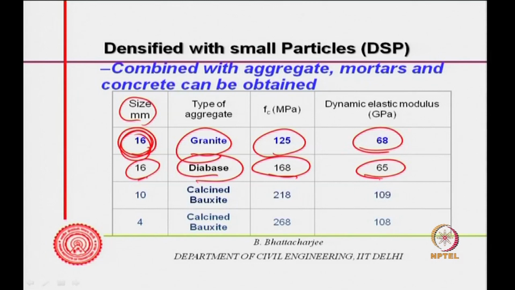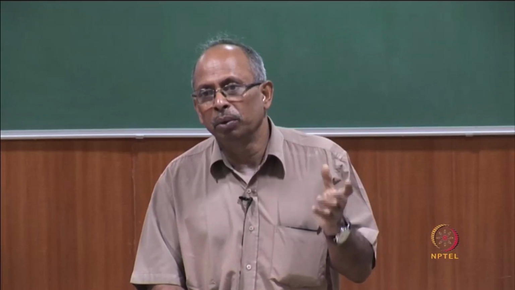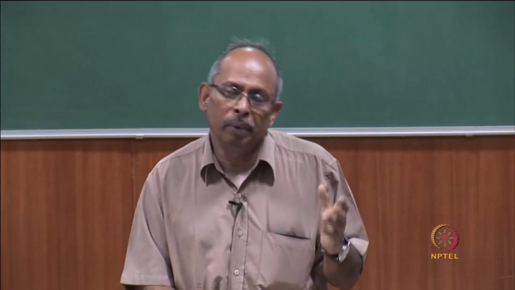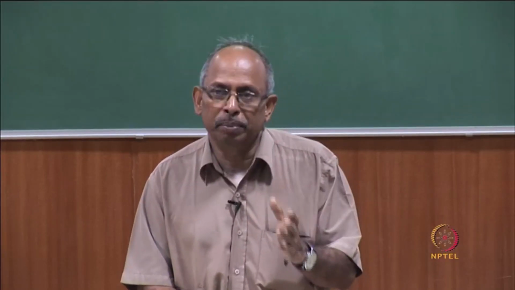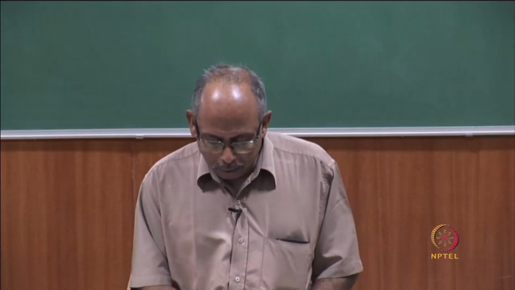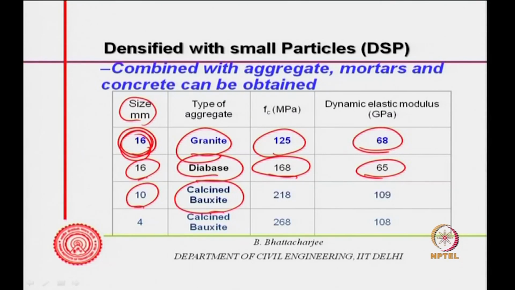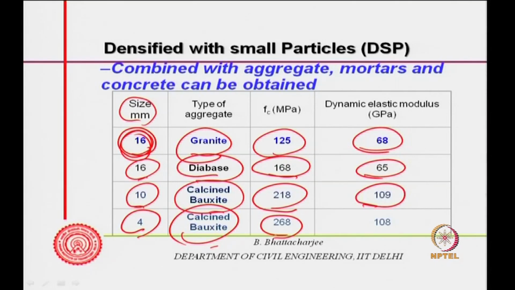You remember dynamic modulus, we talked about it, we determine it actually by acoustic or mechanical waves, by impinging mechanical waves. Now, 10 mm MSA, calcined bauxite aggregate type, the strength goes to 218 MPa with the modulus of elasticity going to 109 GPa. Still use a finer one, 4 mm aggregate, that means no large coarse aggregate, calcined bauxite, and strength is 268 MPa and 108 is the modulus of elasticity.